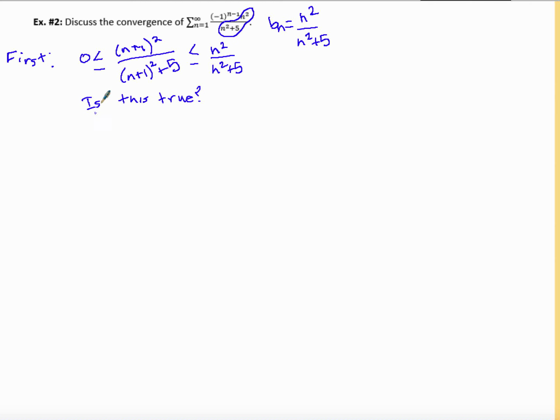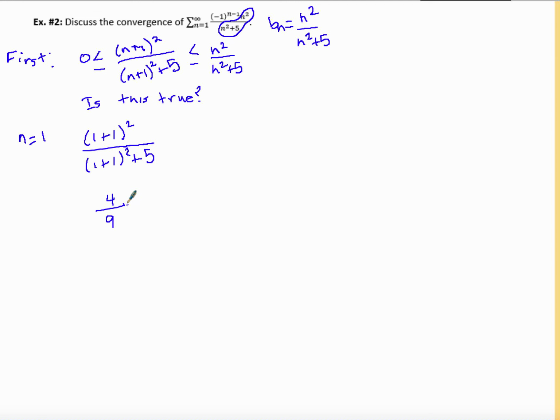Well, let's check it out. Let's try an n value, n equals 1. If I can show that it doesn't work for one n value, then I'm showing that it's not true, and then it would not be converging. Let's substitute in n equals 1 and see what happens. I've got (1 plus 1) squared divided by (1 plus 1) squared plus 5. Well, 1 plus 1 is 2, and 2 squared is 4, and 4 plus 5 is 9.